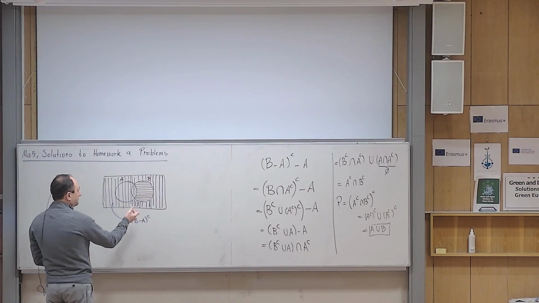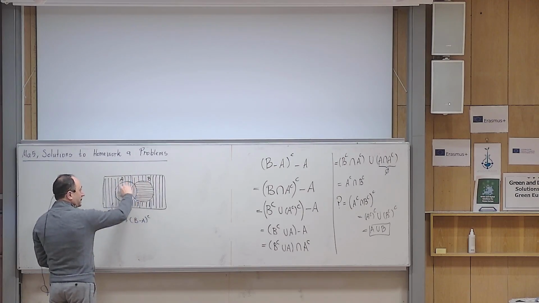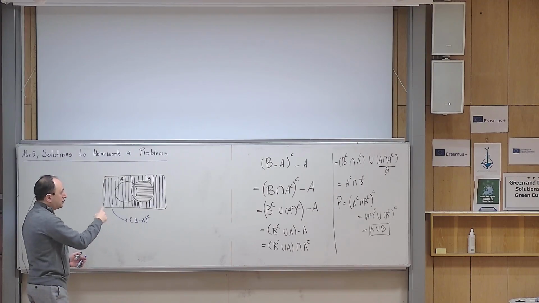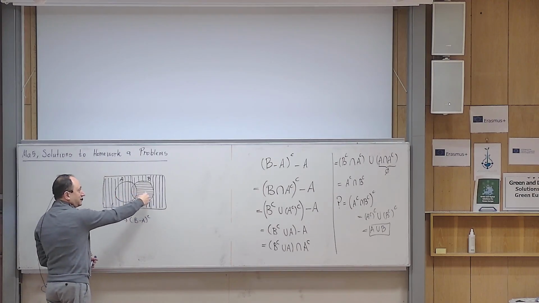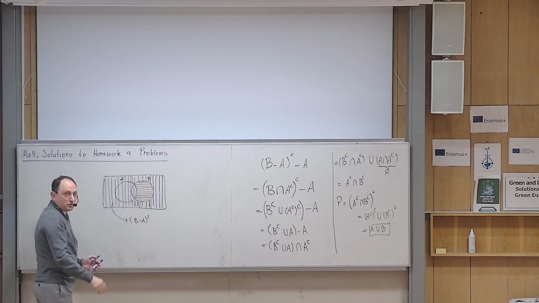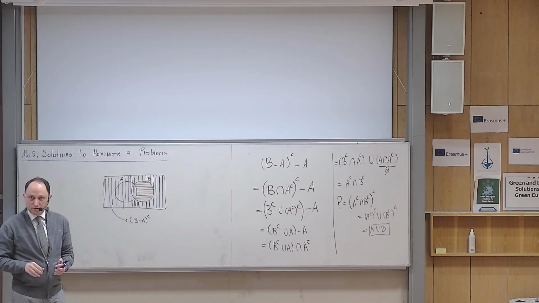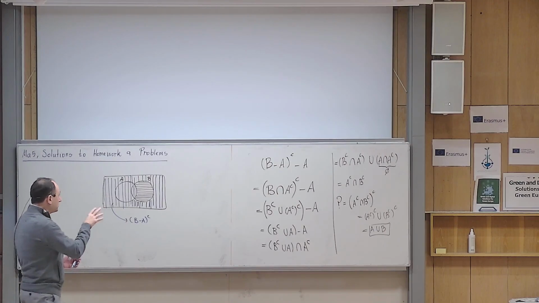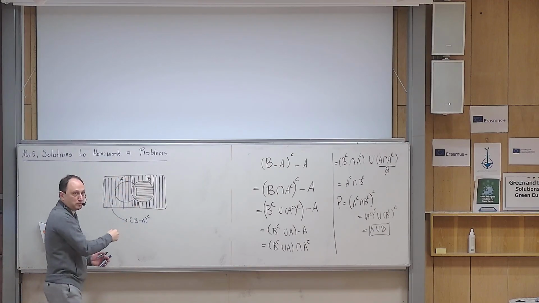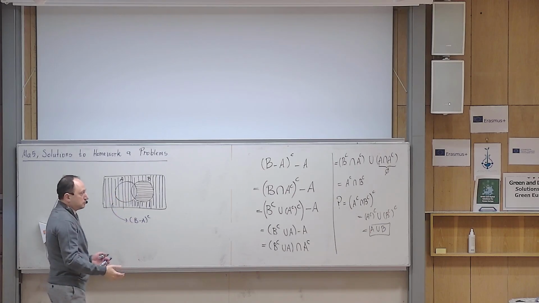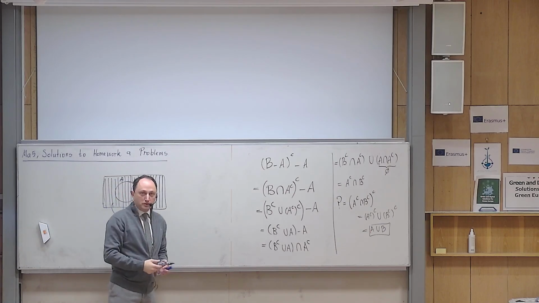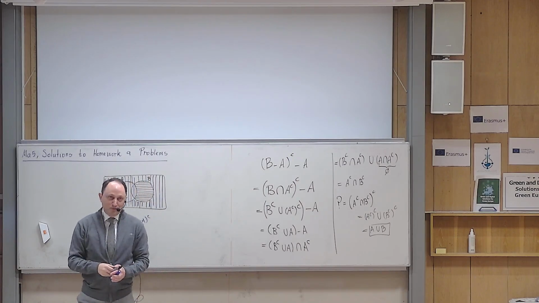Where are they? So outside of A. But outside of A is automatically outside the black region. So it means outside both of the circles. Is that right? And both of the circles together is A union B. So outside A union B is A union B complement. But we want the complement of it, so it becomes A union B.